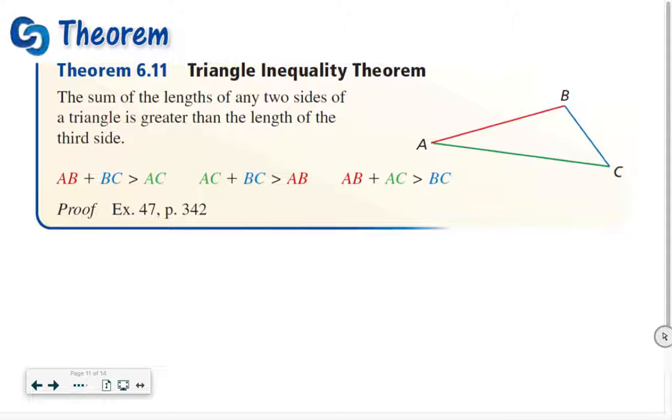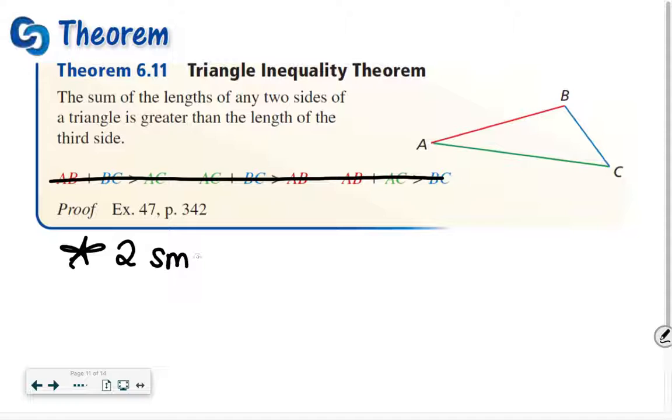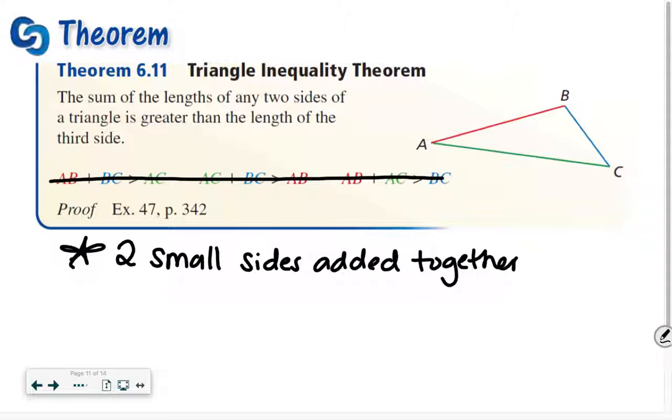But you only need to check one of those inequalities. So I like to just ignore this and say you need to check and make sure that the two smaller sides added together is greater than the longest side. And I'll tell you why you don't have to check all three. Hopefully this will make perfect sense to you. It makes sense in my head, but that doesn't always mean much.